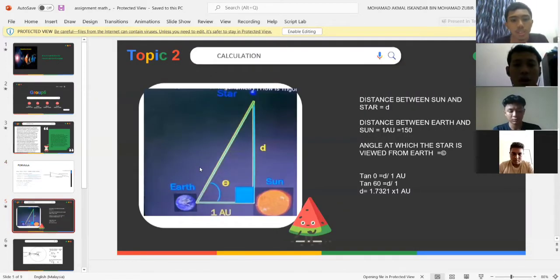Now I will solve the first question in trigonometry in astronomy. From the question, you can see sun, earth, and star. The first thing is we must find the distance between sun and star, which is D. The distance between earth and sun equals 1 AU. Then the angle at which the star is viewed from earth is theta. The calculation will be tan 16 equals D per 1, so D equals 1.7321 AU.